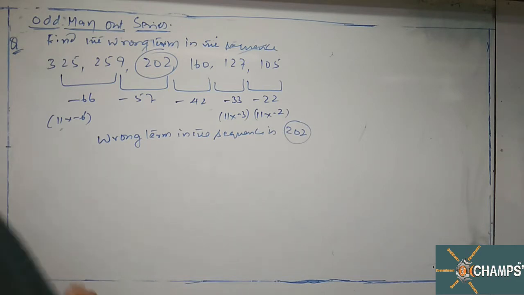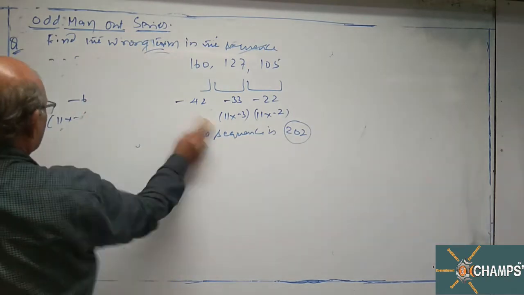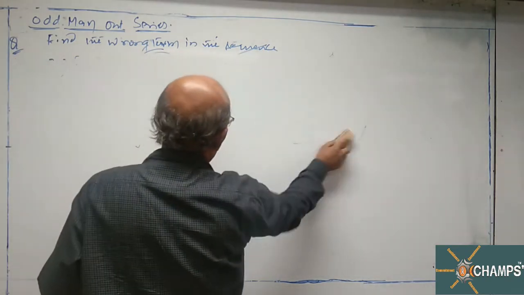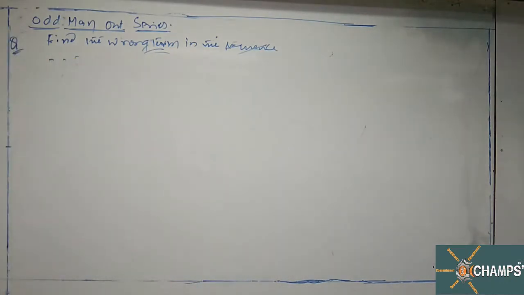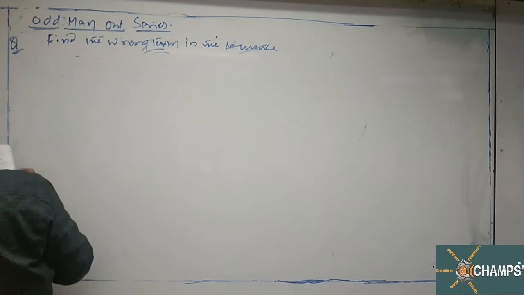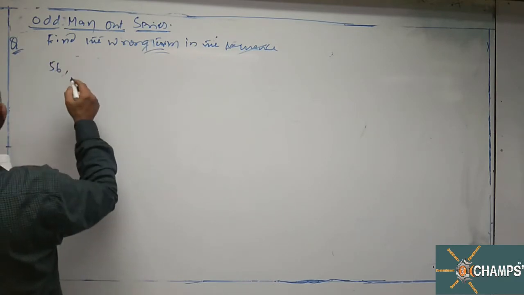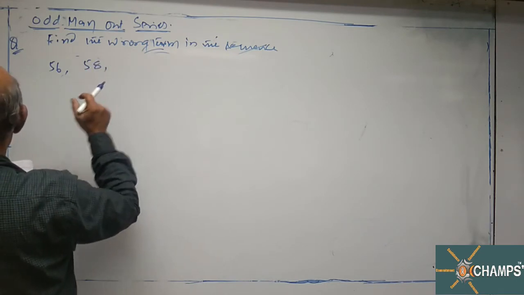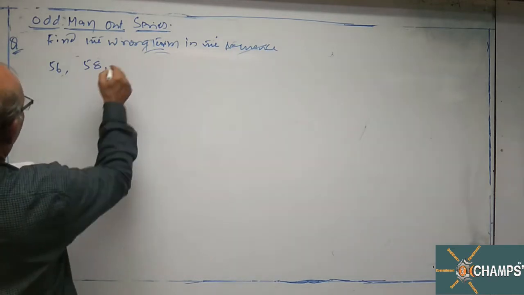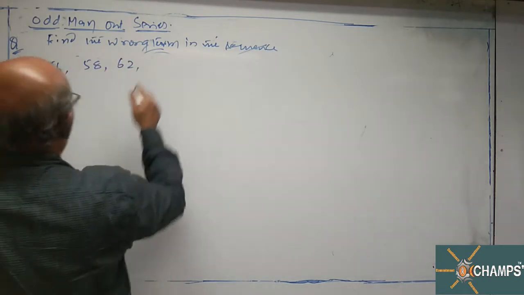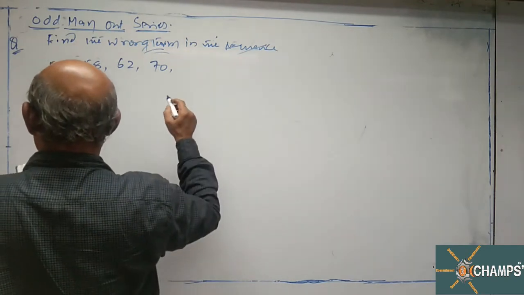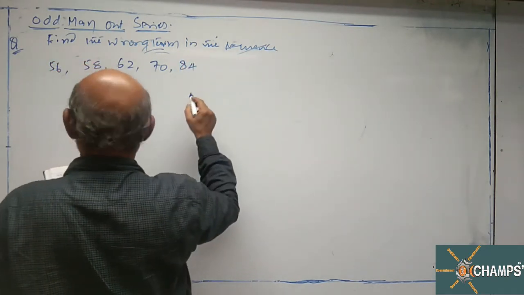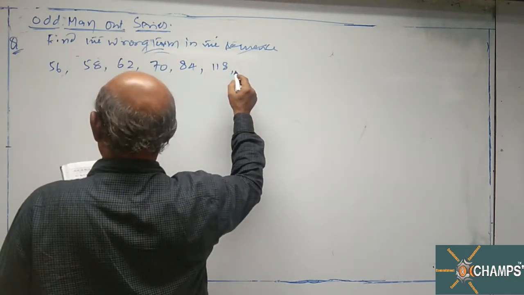Okay, sir. Next question. This is 56, 58, 62, 70, 84, 118, 182.